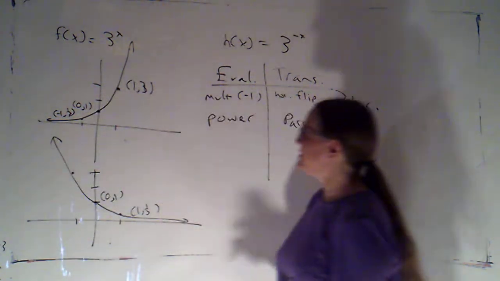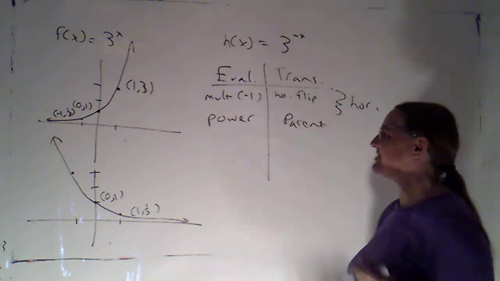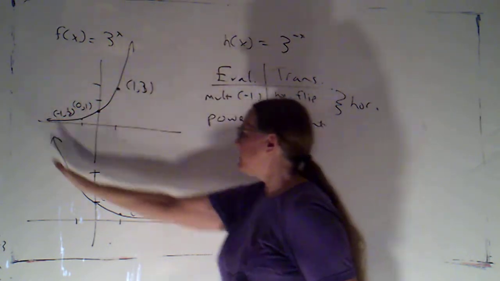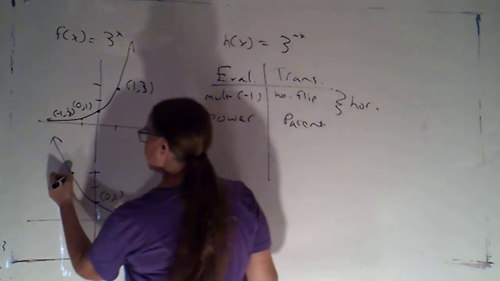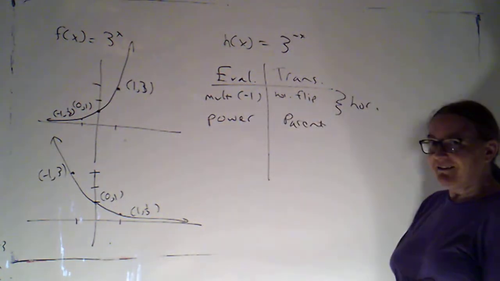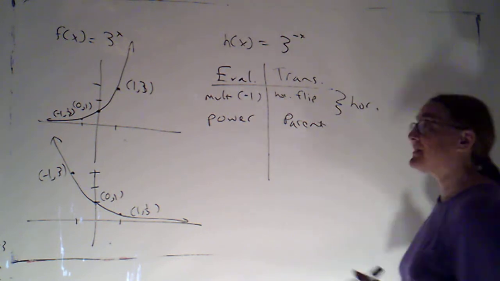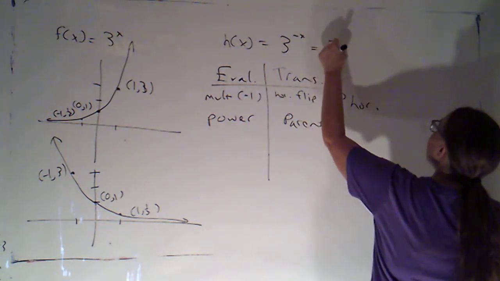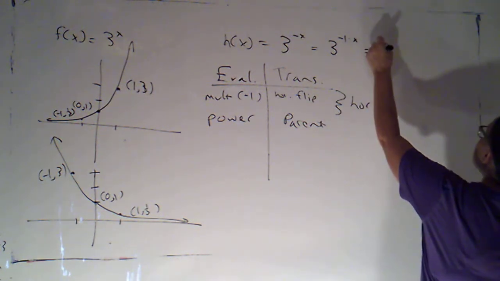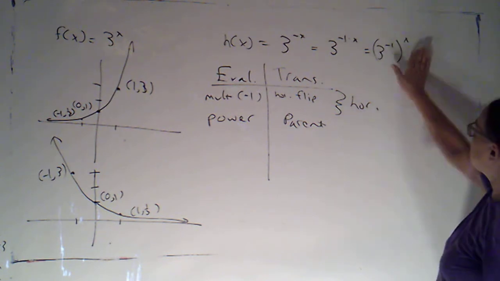Now that's very interesting. When I reflect the graph horizontally, it goes from being exponential growth to being exponential decay. Oops, this was the point (-1, 3). Okay. Well, I can do something very similar here to what I did in the previous example. I can say this is 3 to the negative 1 times x, which is the same as 3 to the negative 1 to the x. We're more used to seeing the rule this way.